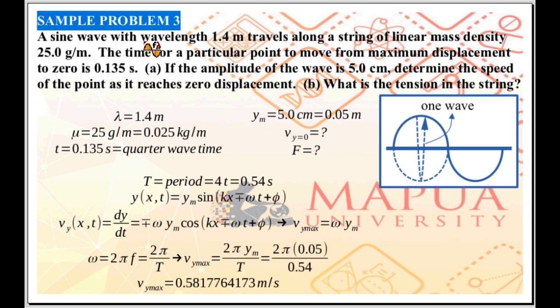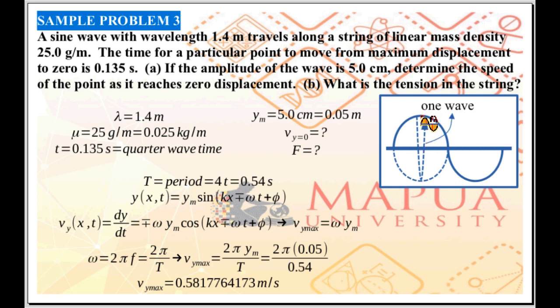So wavelength is given, 1.4 meters. Linear mass density, mu, is equal to 25 grams per meter, or 0.025 kilograms per meter. The amplitude is given, 5 centimeters. So ym is 5 centimeters. Convert to meters. The problem tells us that it takes 0.135 seconds to go from maximum position to equilibrium position.